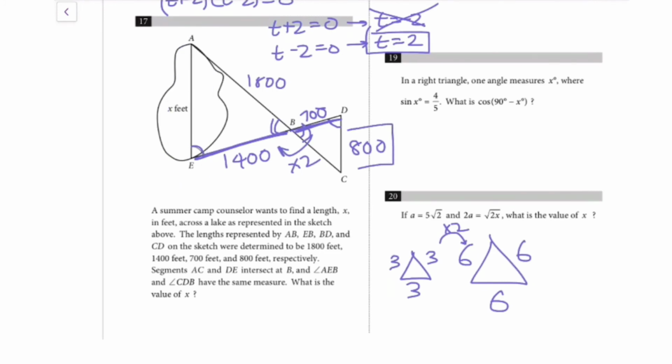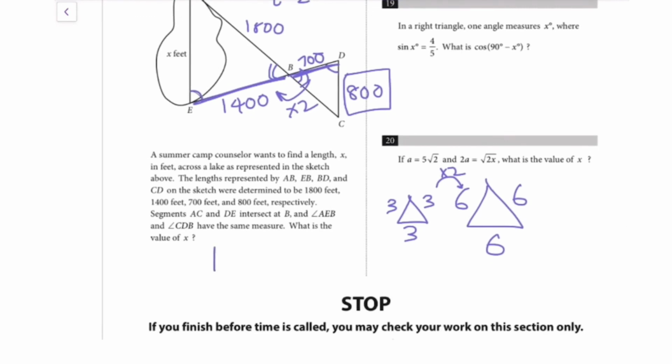And I noticed that it's CD, which they give us the value for. So all I have to do is multiply 800 by 2 to get the feet or the measure of line AE. So 800 times 2 is 1,600, so that's my value.